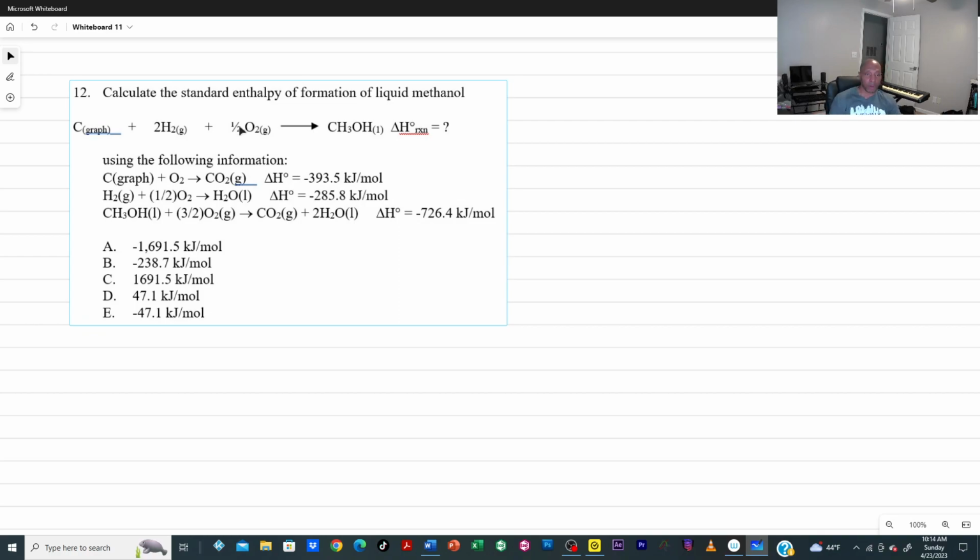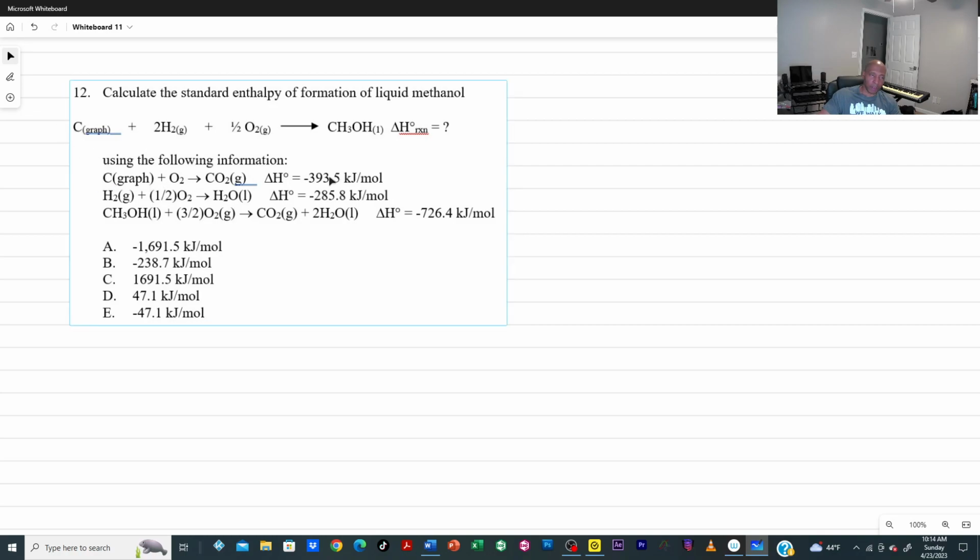For example, I have O2 in all three of these equations. I would go crazy trying to keep track of the O2, ensuring that I end up with half a mole of O2 on the reactant side. So I'm not going to worry about O2, and I'm not going to worry about carbon dioxide. I'm just going to worry about carbon, graphite, H2, and methanol.